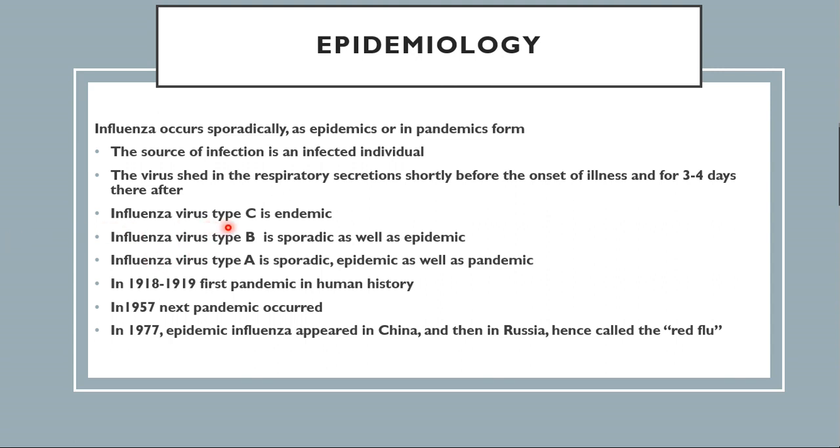Influenza virus type C is endemic throughout the world and causes very mild or inapparent infections. Whereas influenza type B causes sporadic as well as epidemic influenza. And coming to type A, as I told you, it is the most pathogenic to humans. That means it is able to cause sporadic, epidemic, and pandemic influenza.